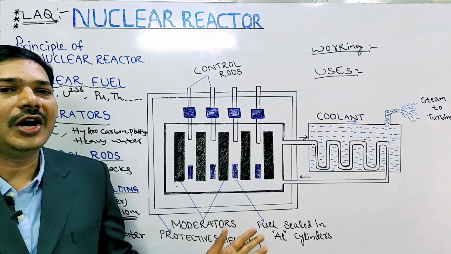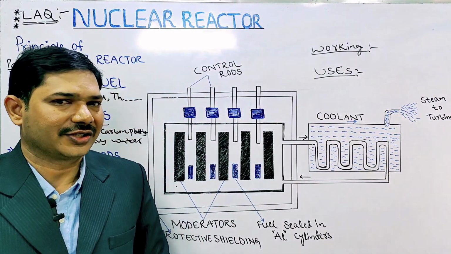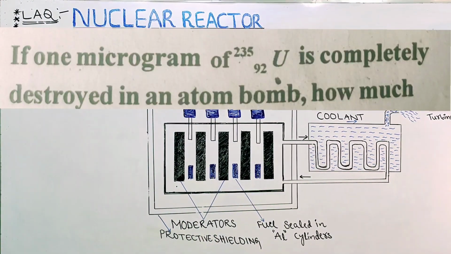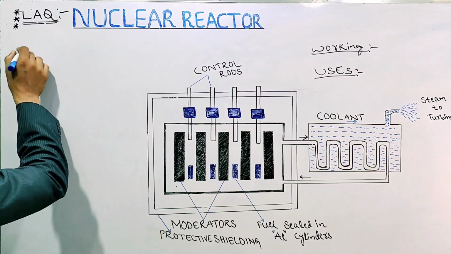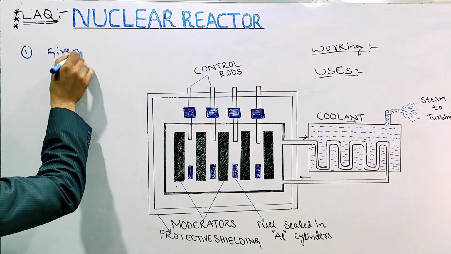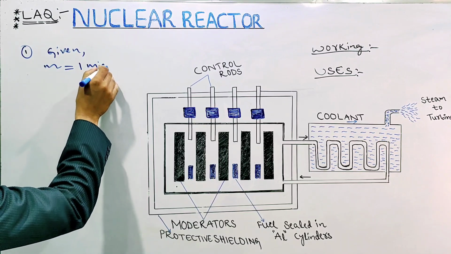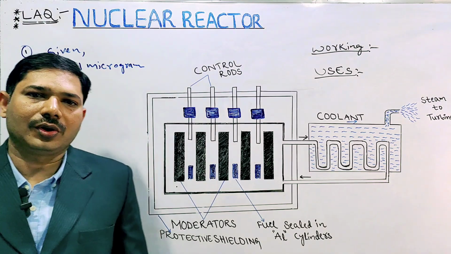So this is about the nuclear reactor. Based on this, they can also ask numericals. I'll explain the numericals also, so you can check this. You can take the first question. If 1 microgram of uranium 92-235 is completely destroyed in an atom bomb, how much energy will be released? In this problem, what is given? The mass is given. How much? 1 microgram is given.